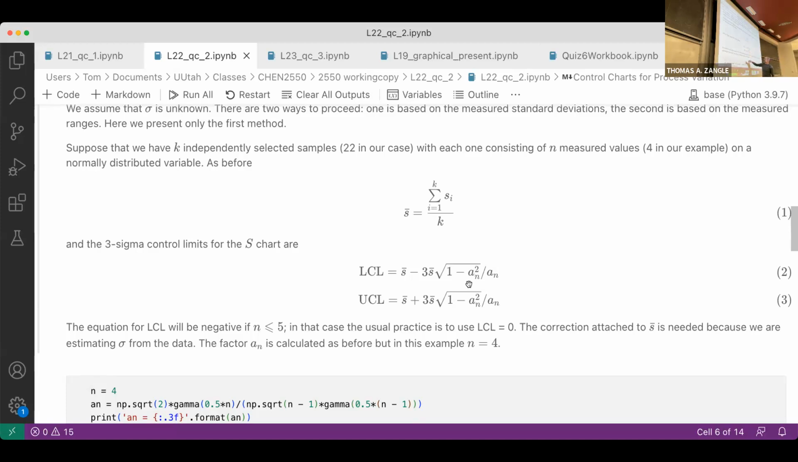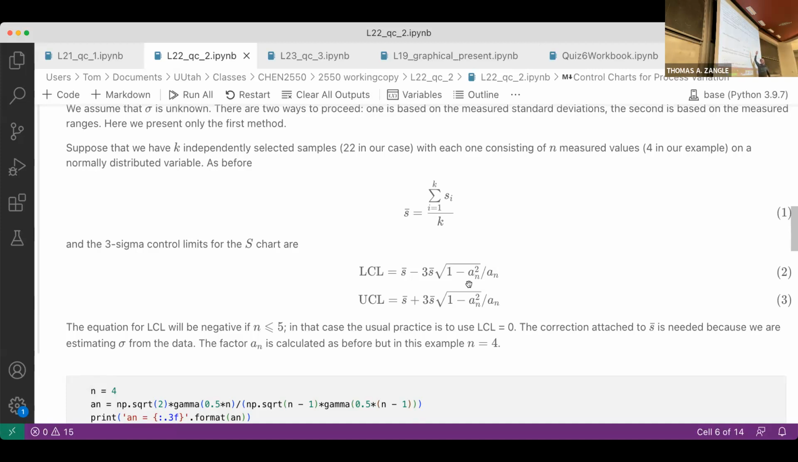So one thing to note here is that if you look at this lower control limit expression, if we have n less than or equal to 5, it turns out that based on the value of A sub n for n of 5 or smaller, you'll end up with a negative result for the lower control limit, or negative lower control limit.